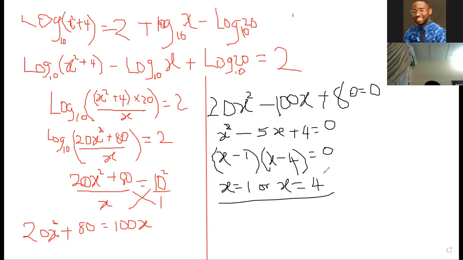What we do here is basically understanding the concept of applying the laws and the rules of logarithm. Basically, if we understand them, we can solve any question regarding anything that has to do with the laws of logarithm.